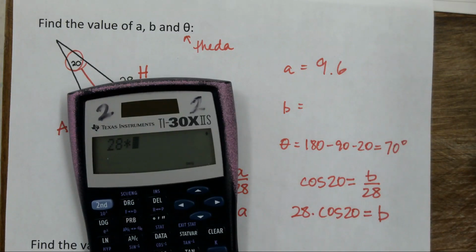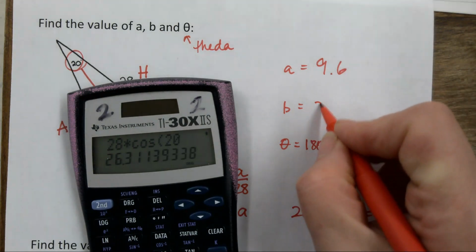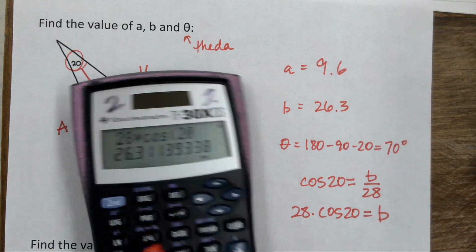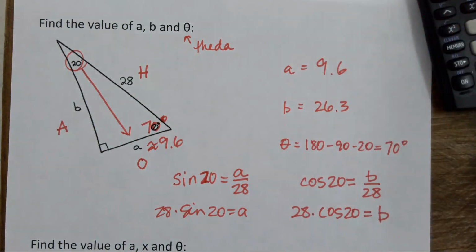28 times cosine of 20. I got 26.3. How's that sound? Good? Great. Okay? So we've used the sum of all the angles in a triangle equal 180. We've used SOHCAHTOA. We've, in the past, used special right triangles. What was another thing that we used?